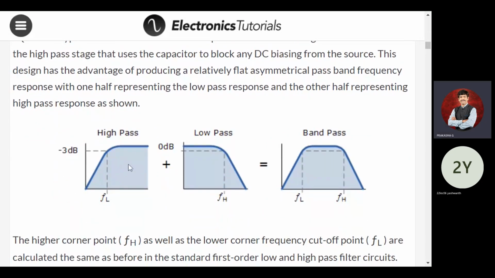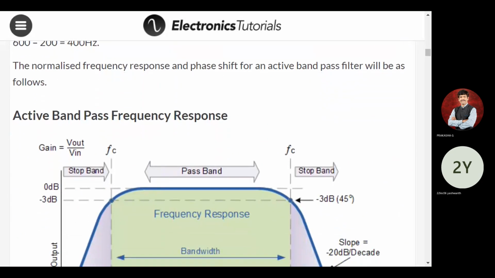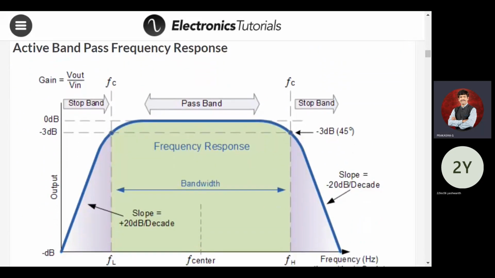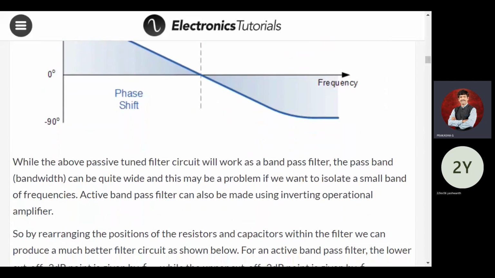This is what I told you. The high frequency is given to this one, then you are going to get the actual frequency. Active band pass: we will have a stop band, and on the right side also a stop band. The in-between frequency we call the band, that is the pass band, and that is 20 dB. Only the 20 dB signal we will call that, with 3 dB points.